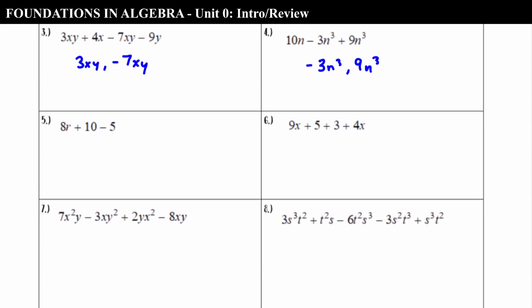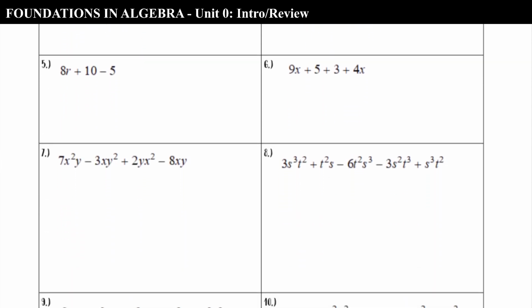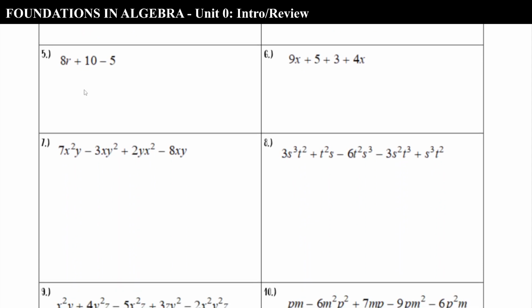For number 5, our like terms are 10 and negative 5 because neither of these numbers have a variable with it. Number 6, we have 9x and 4x, but we also have 5 and 3. 9x and 4x can be combined to give us 13x. 5 and 3 can be combined to give us 8.